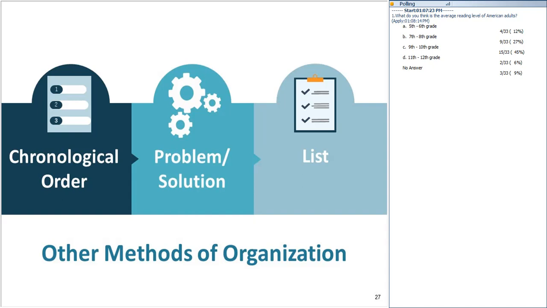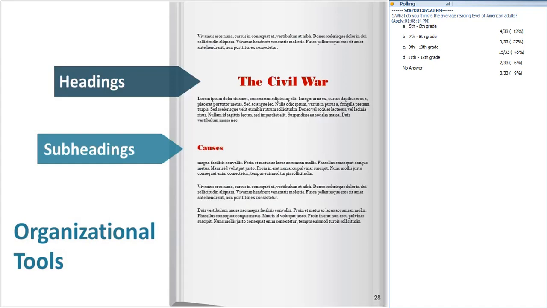Okay, so now that we talked about methods of organization, let's look at some organizational tools. All right, thank you, Tim. So organizational tools are just devices that help your readers follow your train of thought. We'll be looking at several of these tools: headings and subheadings, paragraphs, topic sentences, and transitions.